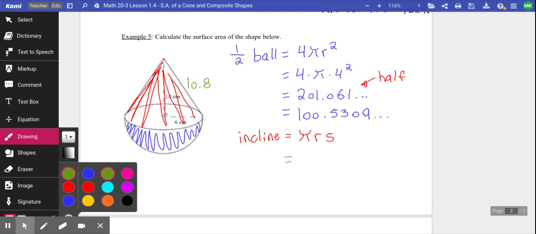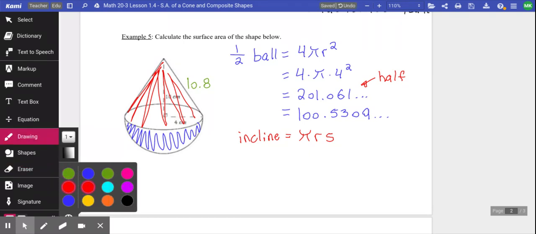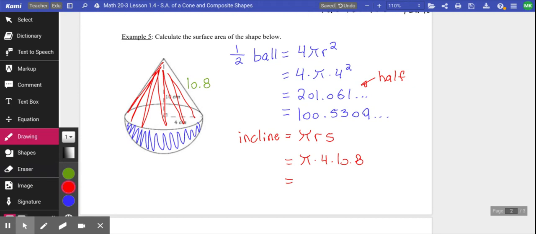So if we throw that in there, we got pi times 4 times 10.8. I got 236.24. Is that the final answer? Or is that the pi times 4 times 10.8? Oh, shoot. So we got pi times 4 times 10.8. You get 135.717. Yeah, that was too big, hey? Not to worry about it, Jaden.